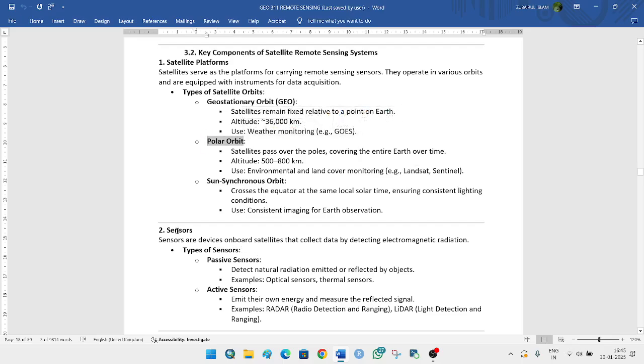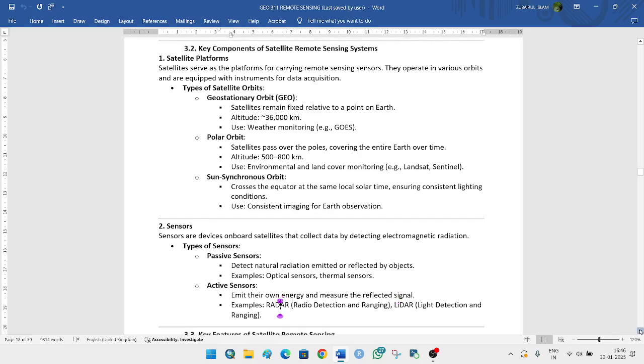And then come to the sensors here. As we have already discussed, there are two types of remote sensing: passive and active. Passive sensors are dependent on sunlight, and active sensors emit their own energy and measure the reflected signals. The examples are given here: radar and lidar.